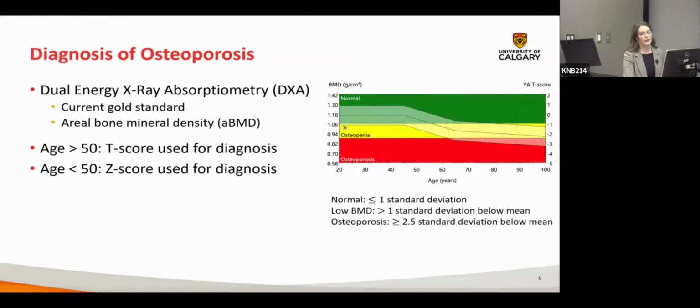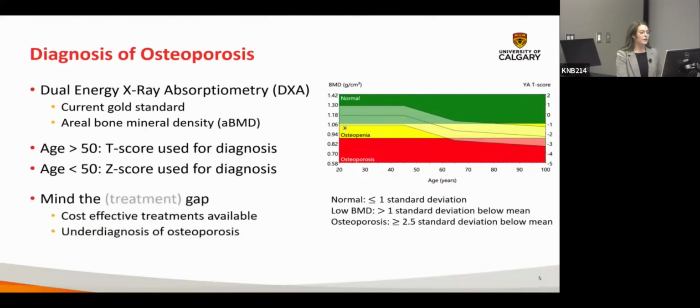In terms of actual diagnosis for osteoporosis, according to the World Health Organization, you're considered to have a normal BMD if you're within one standard deviation of the mean. You're considered to have a low BMD if you're one standard deviation below the mean, and osteoporotic if you are more than 2.5 standard deviations below the mean, for either the T-score or Z-score.